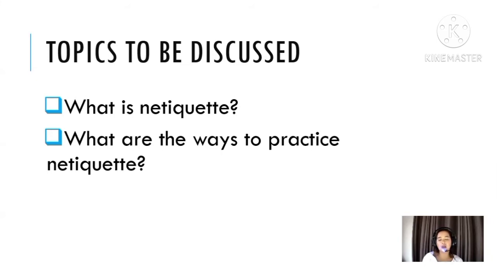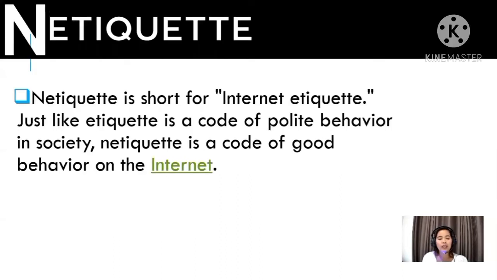A while ago, we already discussed the legal, ethical, and societal issues. This time, we'll be dealing with netiquette: what netiquette is and the ways to practice it. So, netiquette is about network etiquette, or internet etiquette. Just like etiquette, which is a code of polite behavior in society, netiquette is a code of good behavior on the internet.